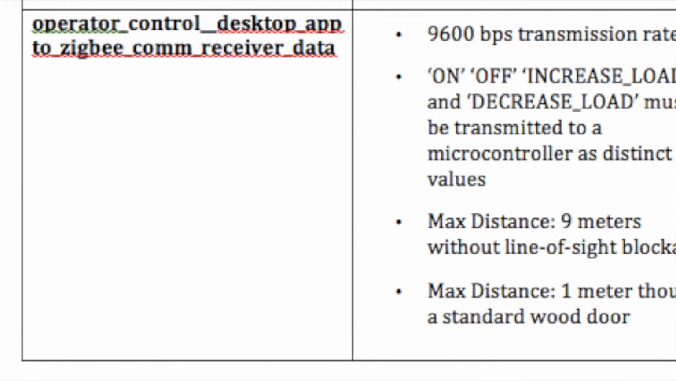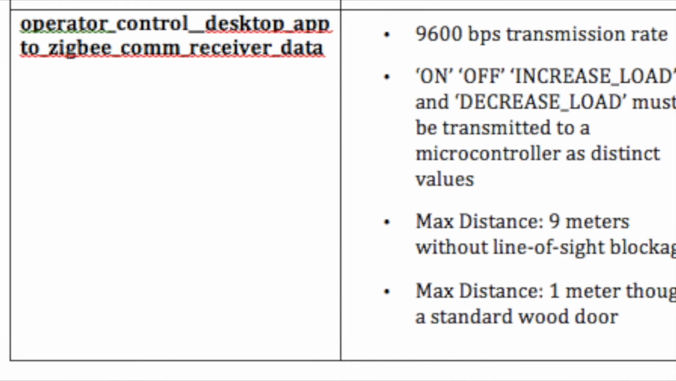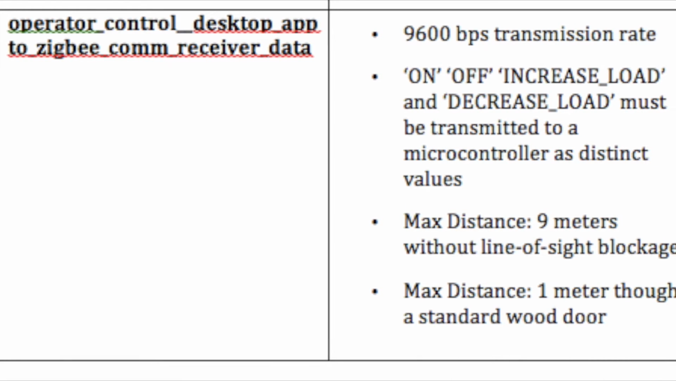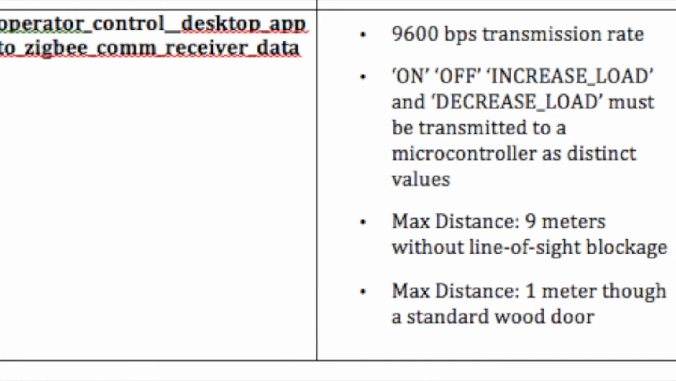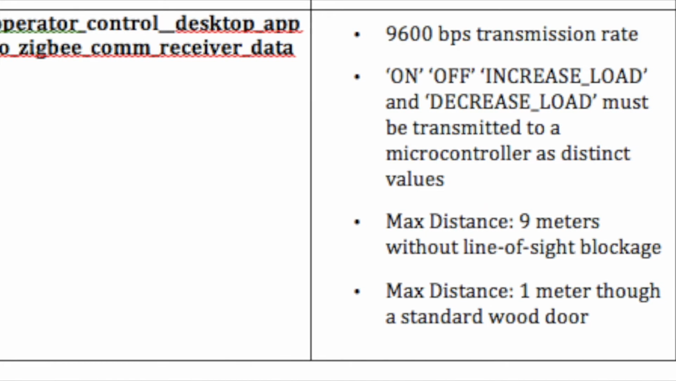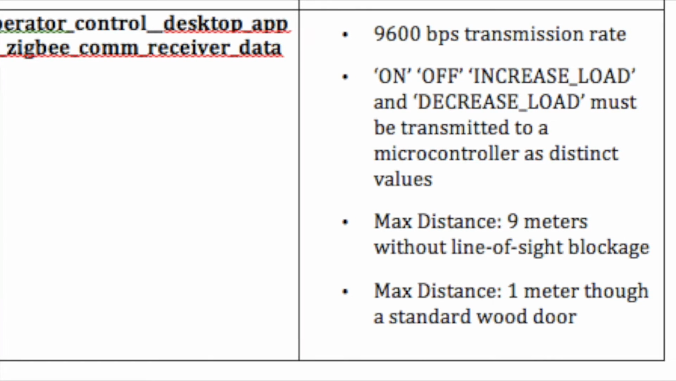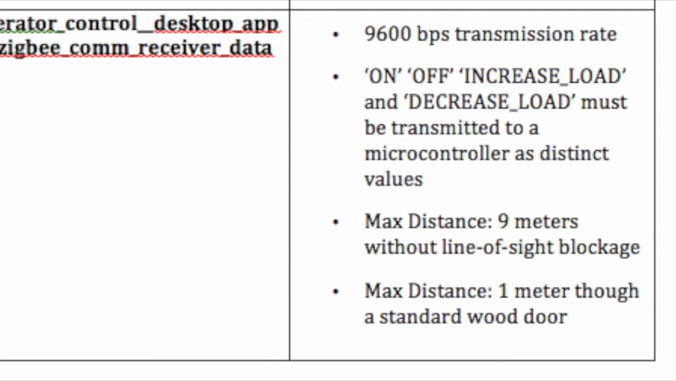And that 4 messages can be transmitted: on, off, increase load, and decrease load. And that these messages are available to operators and can be differentiated from each other on the receiving end. In addition, the transmission rate must be 96 bits per second. This will not be demonstrated in this video as it is guaranteed by the Python code.